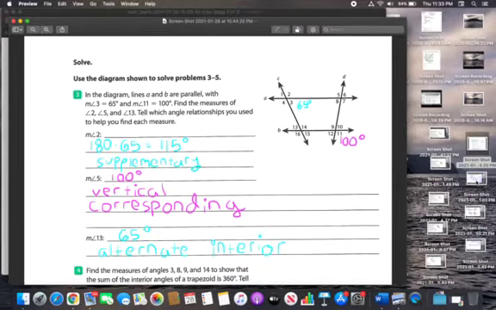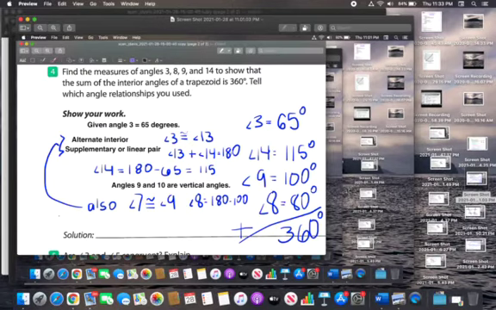Okay, now looking at the next question, number 4. Alright, on number 4, they want us to find 3, 8, 9, and 14 and show that those add to 360 degrees, which would be the sum of the interior angles of a trapezoid. And tell again which relationship we're going to use. Well, we were actually given angle number 3. So angle number 3 is equal to 65 degrees. So I wrote it over here.